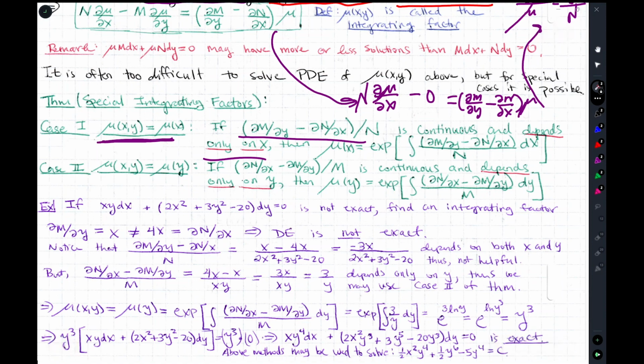So we get y cubed, and then we multiply y cubed by the non-exact differential equation that we started with. We started with this, so we're going to multiply it by y cubed, our integrating factor. And of course, on the right-hand side, we have 0, so multiplying by y cubed is still 0. And we end up with this differential equation here, which is exact. That was the whole point of multiplying by the integrating factor.